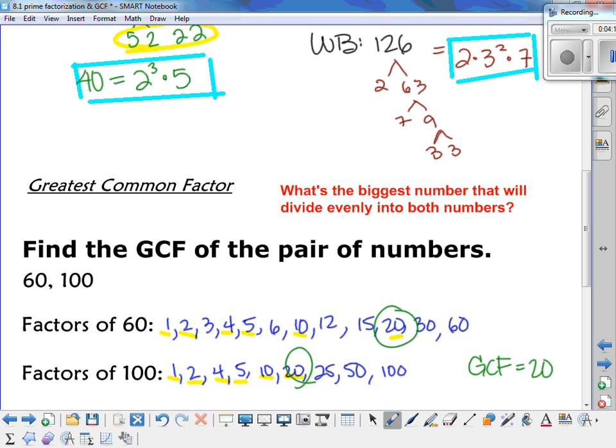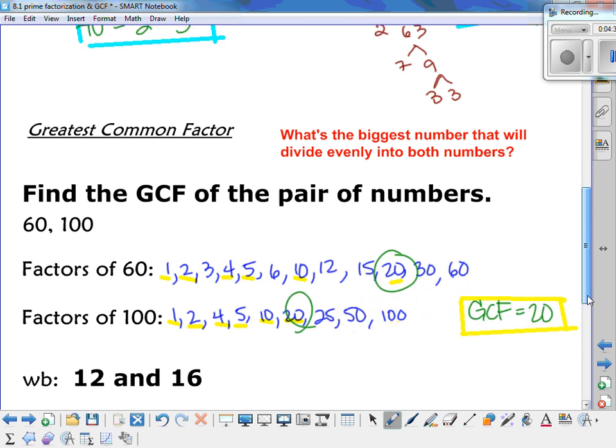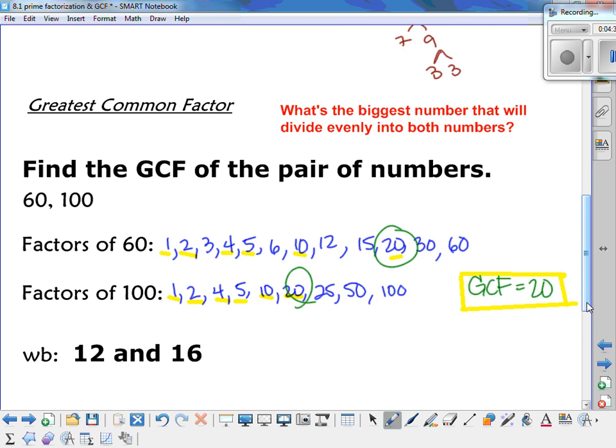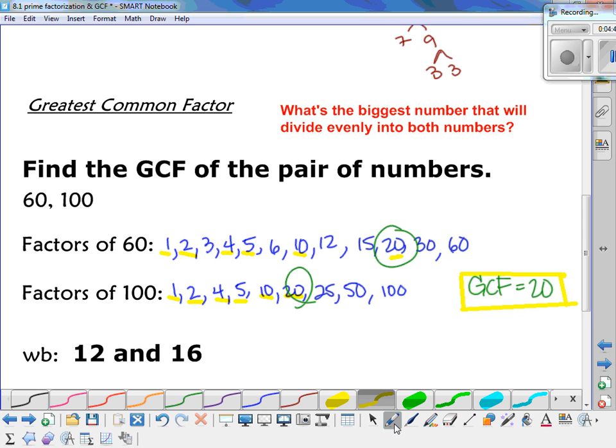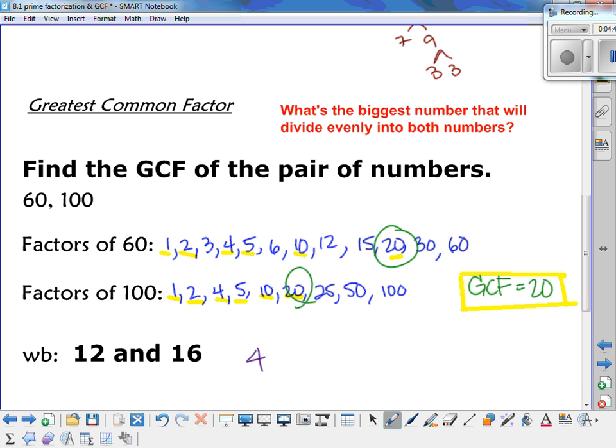So a lot of these you guys actually get used to doing in your head, probably. But if you're dealing with larger numbers, sometimes it's easier if you factor it out and figure out the greatest common factor. You can also do it with factor trees, and I'll show you how to do that in a second. But on your whiteboard, first of all, show me what you think the GCF of 12 and 16 is. So this you can probably do in your head. All right, looks like you all agree the GCF is 4.